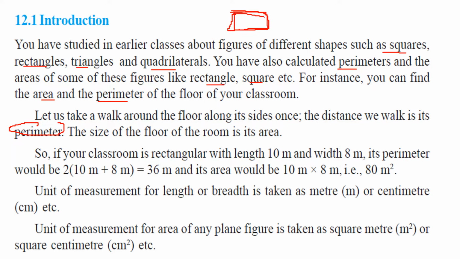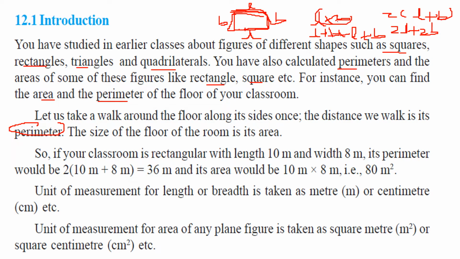This is simply, if this is the length and this is the breadth, length into breadth. This is length, this is breadth, so L plus B, then again L, then again B. So L plus B plus L plus B, that is 2L plus 2B, that is 2 times (L plus B), is your perimeter, and L into B is your area.